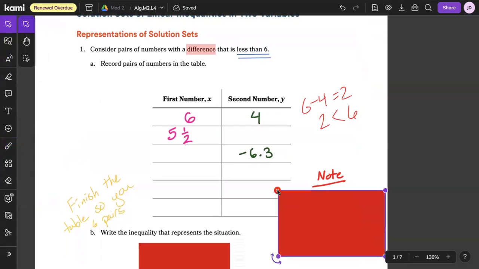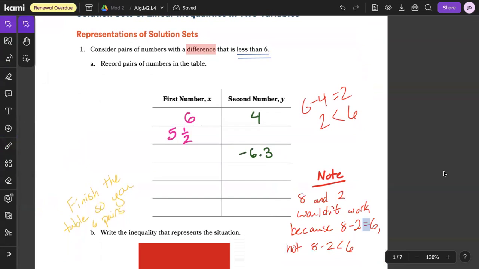An important thing to note here is that we want it to be less than 6, not equal to 6. So 8 and 2 wouldn't work because 8 minus 2 is 6, but 8 minus 2 is not less than 6. So it would have to be something like 8 and 3, so you get 5, which is less than 6. Fill in the rest of the table, pause, fill it in, and then continue.